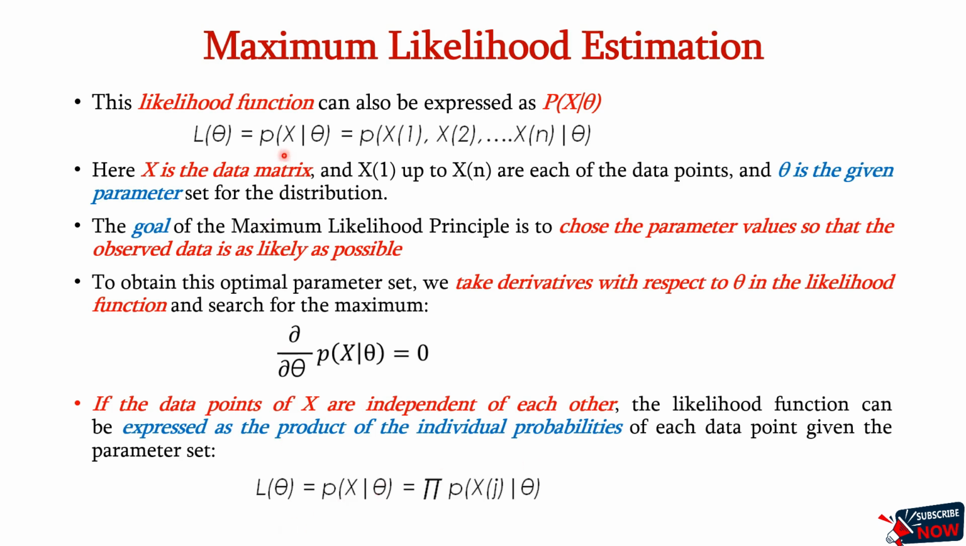So we can express this likelihood function as L of theta is equal to P of x given theta is equal to product of P of xj given theta. So here xj is nothing but x of 1 to x of n.